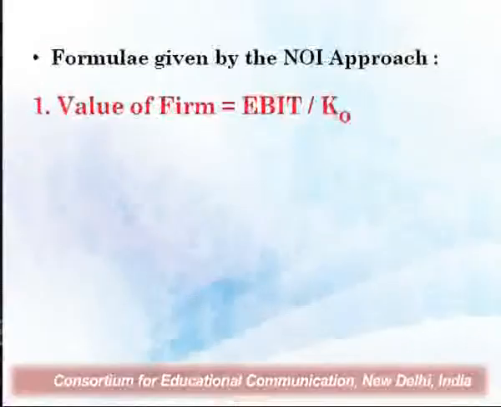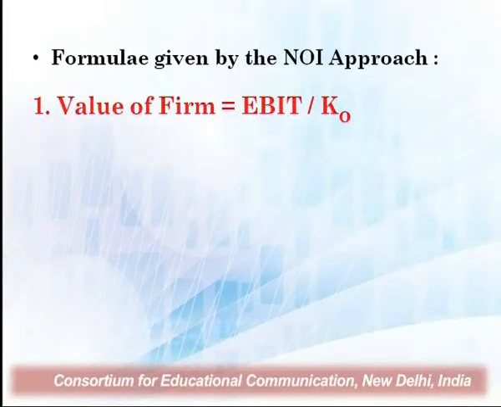With these assumptions, they are giving you a certain set of formulas, just like they gave in the NI approach. In the NOI approach, the first formula for computation of value of firm is actually the same basic formula which I introduced at the very outset when we were discussing the introduction of capital structure. As per it, value of firm is equal to EBIT divided by overall cost of capital, that is, EBIT divided by KO.